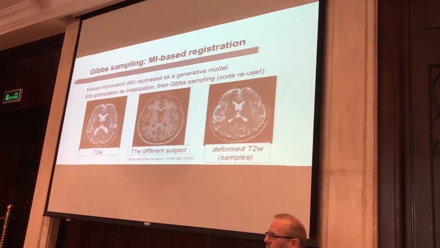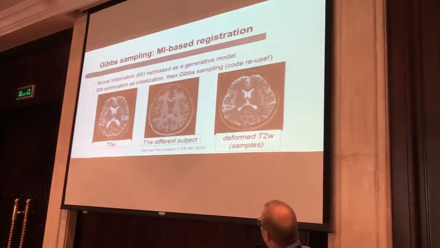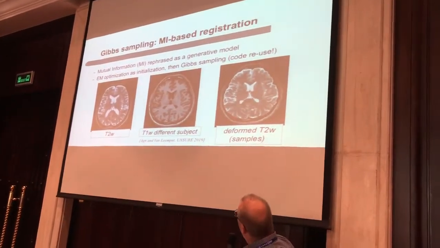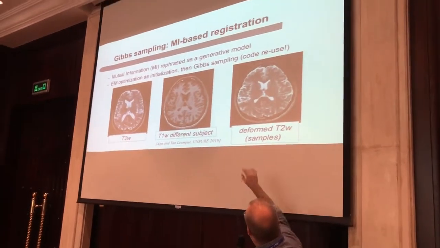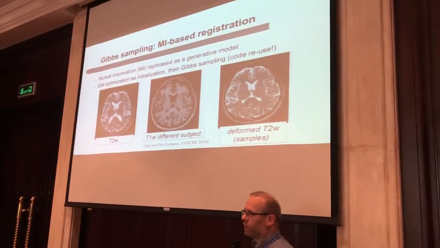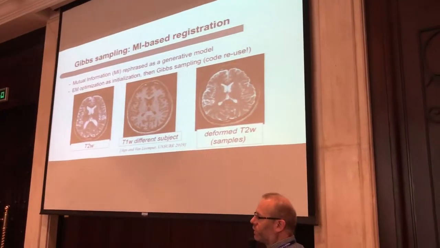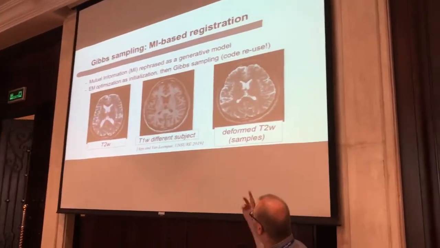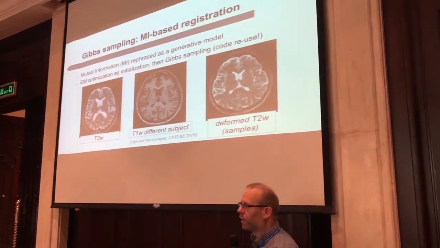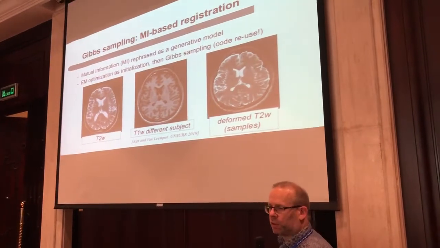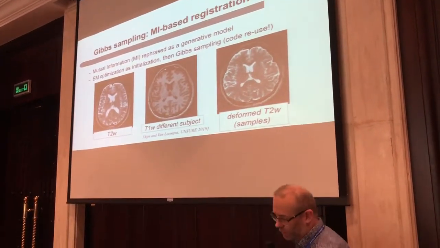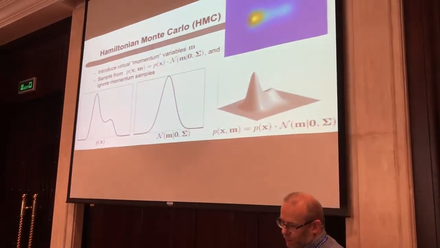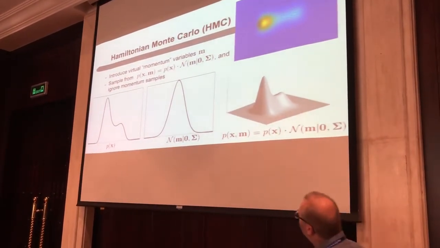Okay, here's another one. My postdoc Michael has a talk later today in this workshop about formulating MI as a generative model. So then you can really sample from deformations in the mutual information, and you can do that with a Gibbs sampler. So we have an EM algorithm that works very quickly. It's like the Demons algorithm. You can reuse the same software to a very large extent with the Gibbs sampler.